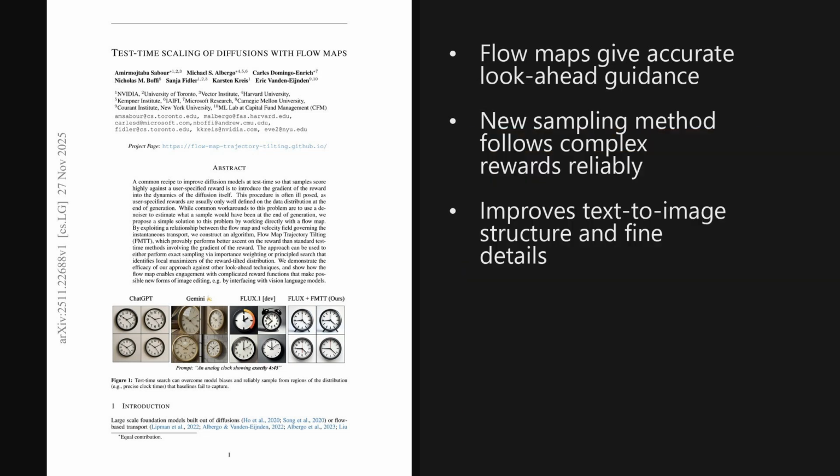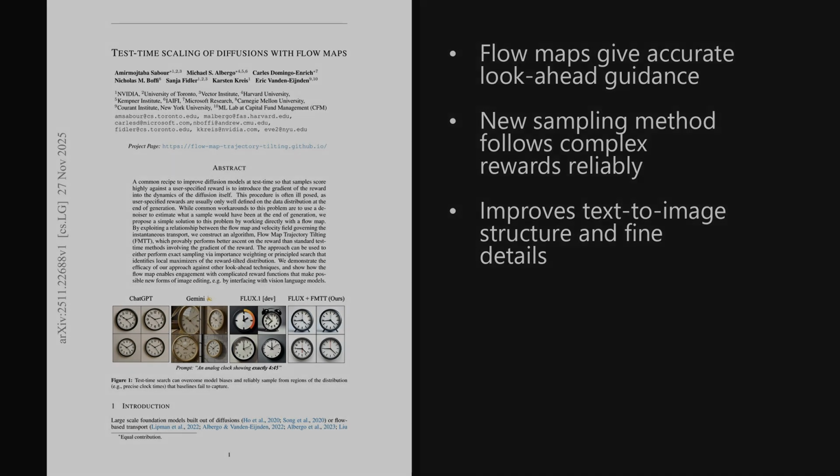I'm Alex. Today we are looking at a paper trending on X, and this paper was published on November 27, 2025, about 6 days ago. It introduces a method called flow map trajectory tilting that uses flow maps to look ahead during generation so diffusion models can follow user rewards much more reliably, especially for tricky goals like precise clock times or complex image edits. The paper is titled, Test Time Scaling of Diffusions with Flow Maps. And as we will see later, the implications for test time guidance in generative models are quite significant.